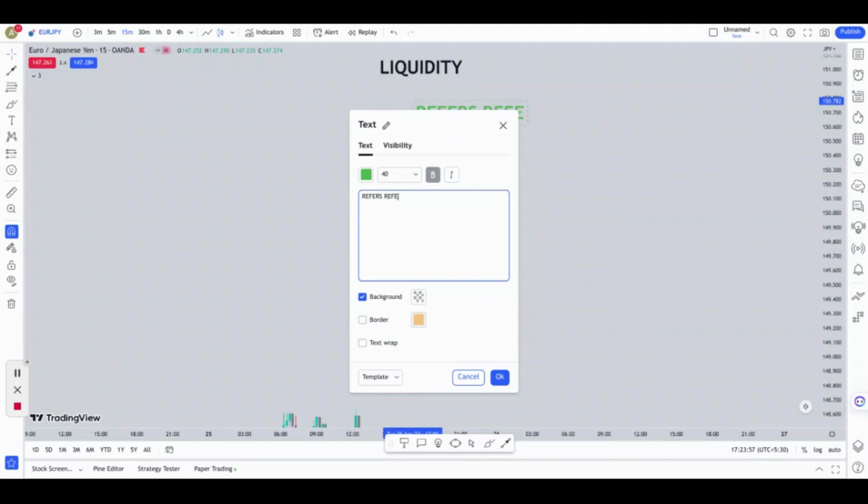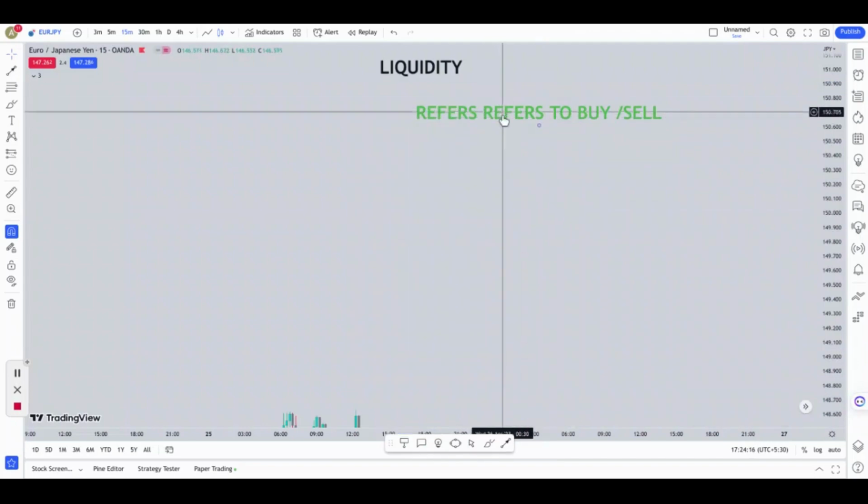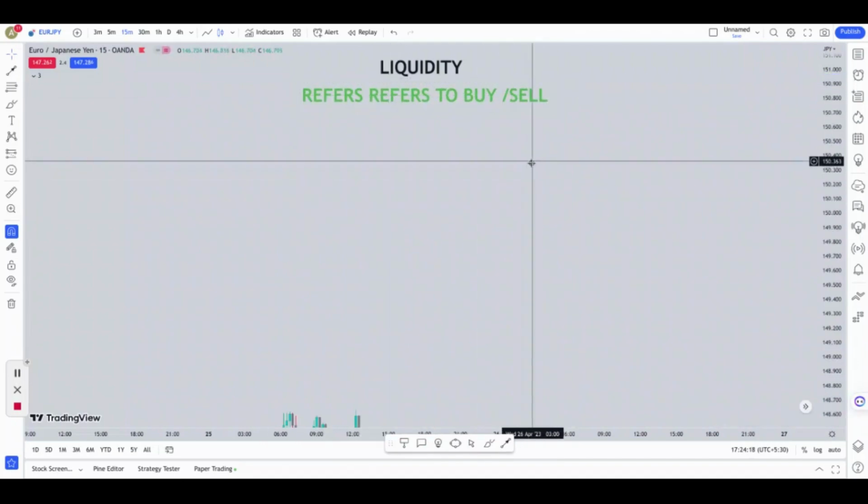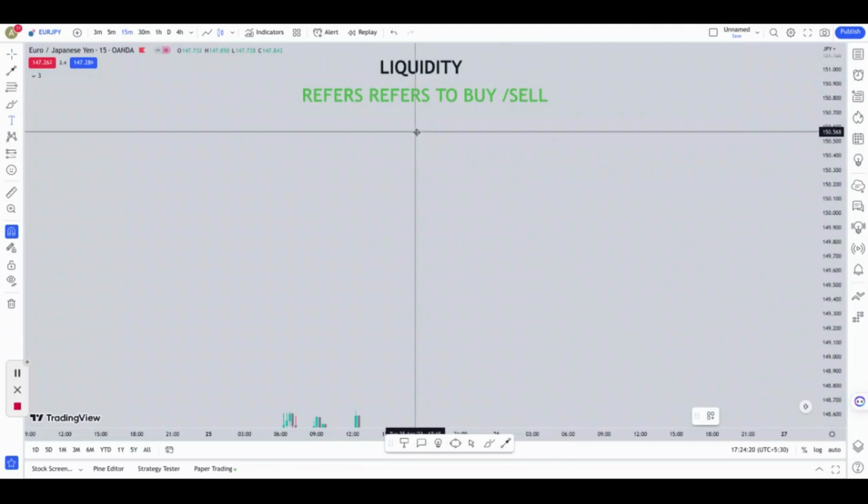Liquidity refers to buy and sell orders, the orders that reside in the market. That is the fuel for the market. As a car needs fuel to run, the market needs buy and sell orders to run. Simple. So now the big question is, what is the use of liquidity?